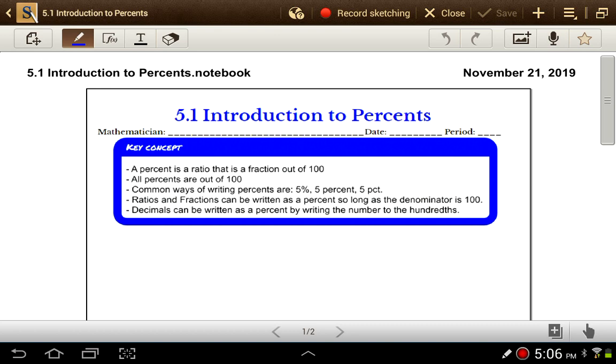Presentation on Introduction to Percents. A couple key concepts that you need to know about percents. A percent is a ratio that is a fraction out of 100. And that's an important phrase right there, out of 100. Okay, so remember, percent is always out of 100.